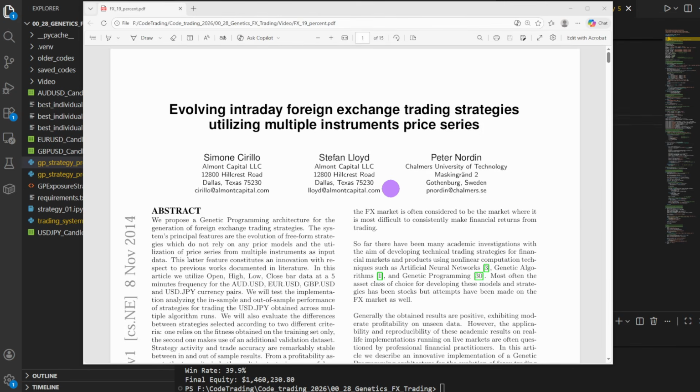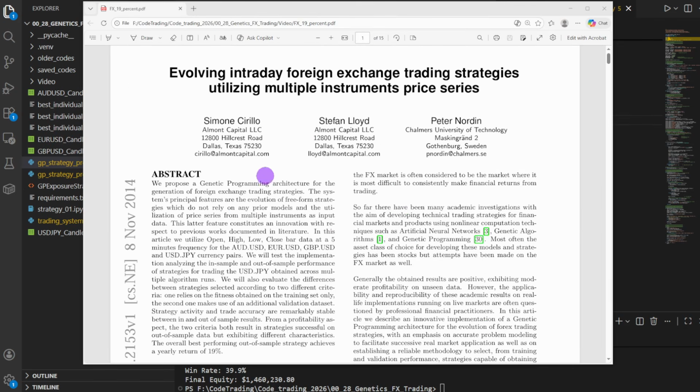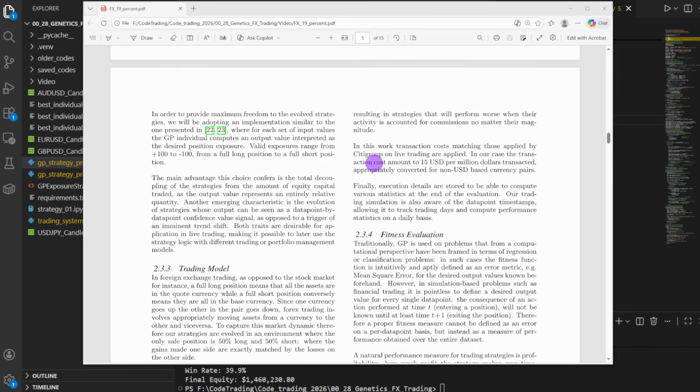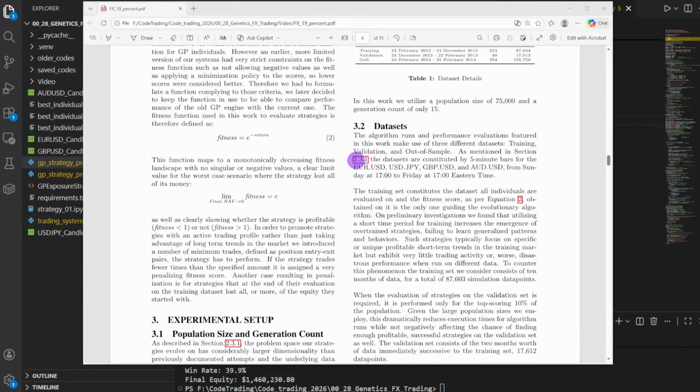And again, this strategy was inspired by the work published by these 3 authors that was sent to me by one of the viewers on this channel. And we are trying to experiment using their method.